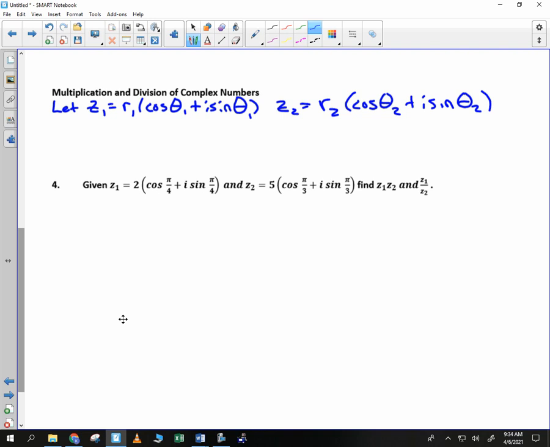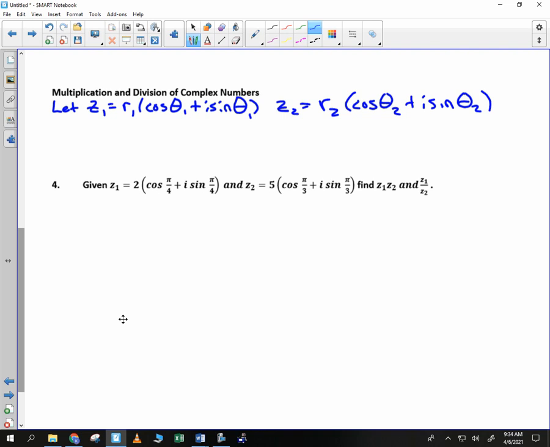What is the formula to find r? Good. Square root of a squared plus b squared. And what formula do we use to find theta? Tangent of theta is equal to b divided by a, and we solve that according to where it's plotted. You do that, you're good to go.